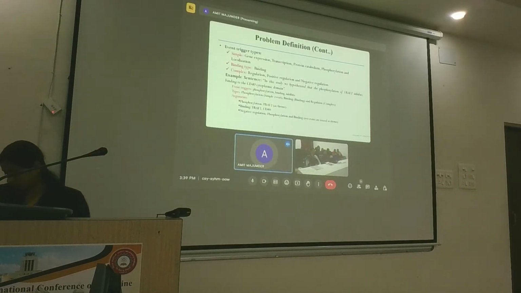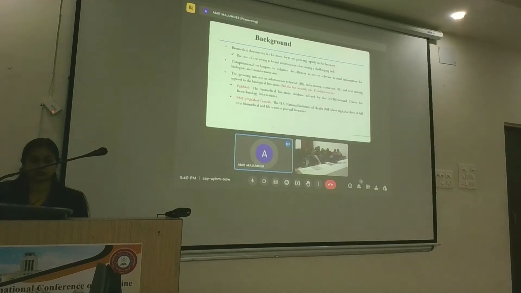So we try to extract these event triggers which occur in the text of biomedical literature, and we consider each sentence one by one, and from that sentence we try to find the most useful information, which is nothing but that event trigger.